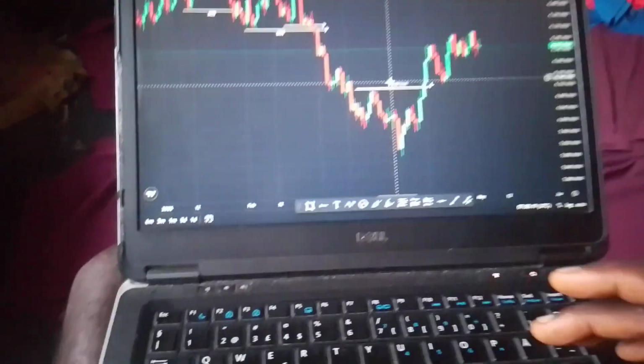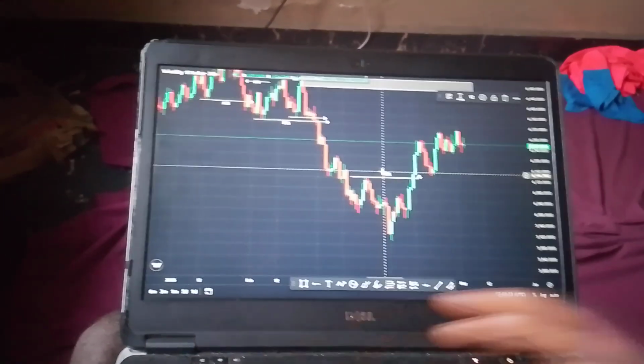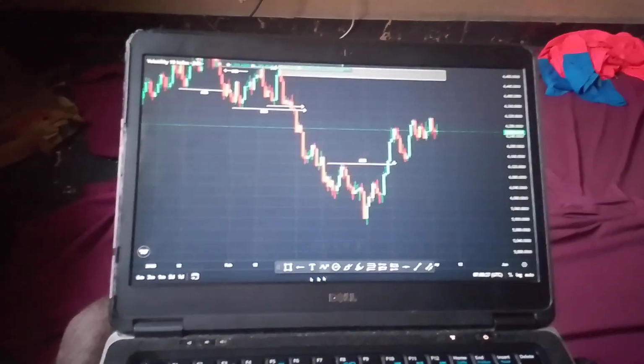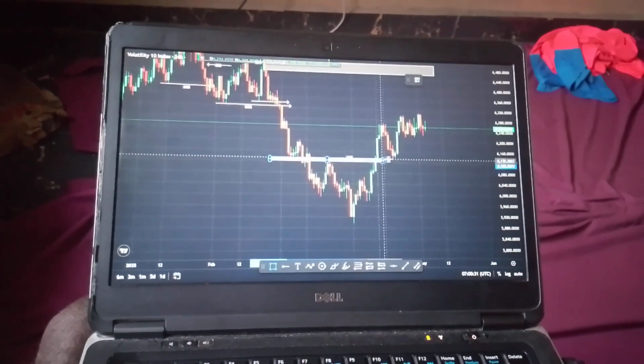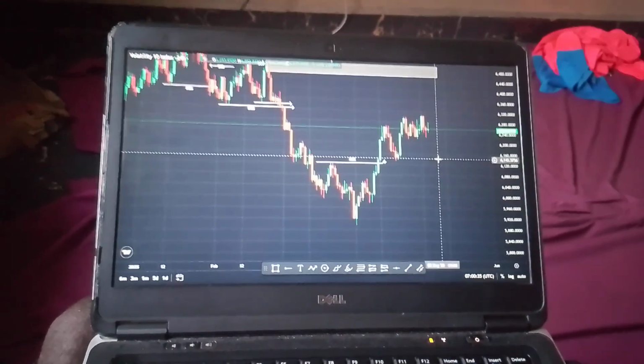All right, so we expect a pullback, which you can see price has done. If you're trading support and resistance, I believe this is an entry for you. You can see there you have entered. Unfortunately, I don't trade that.